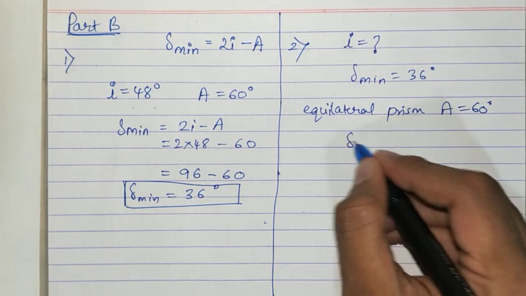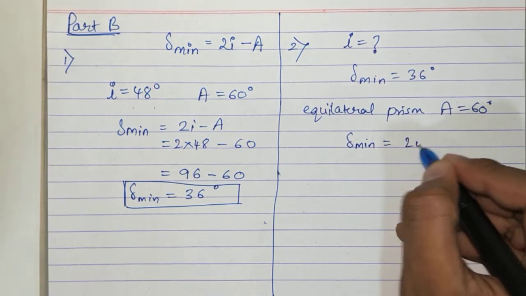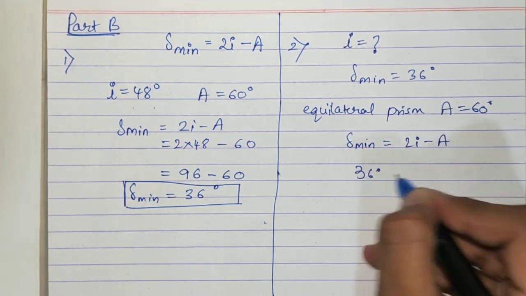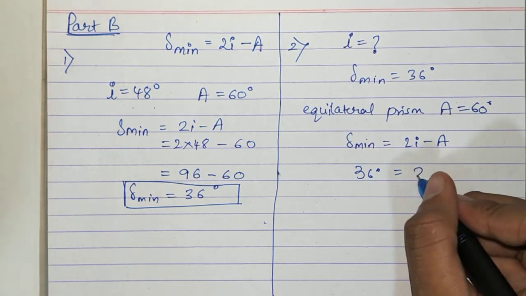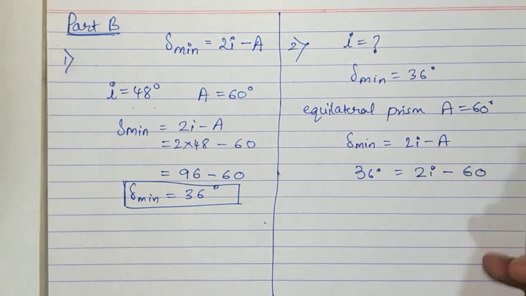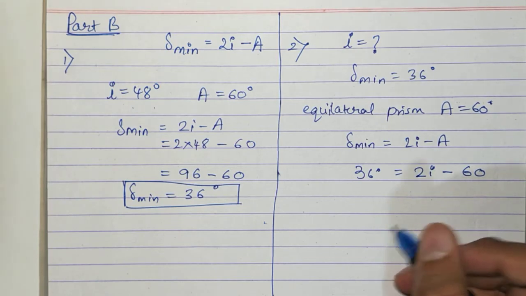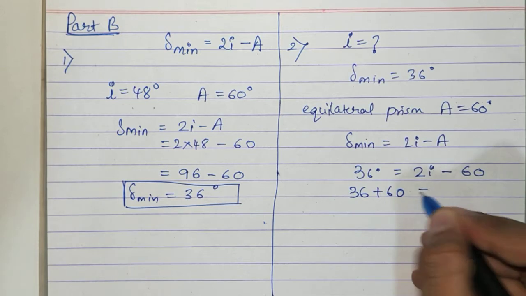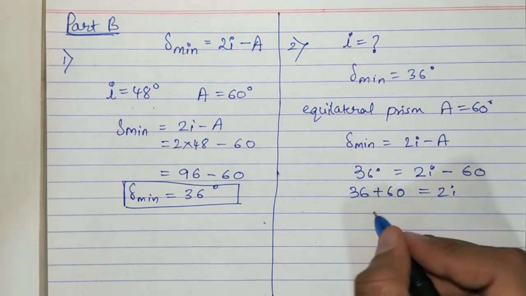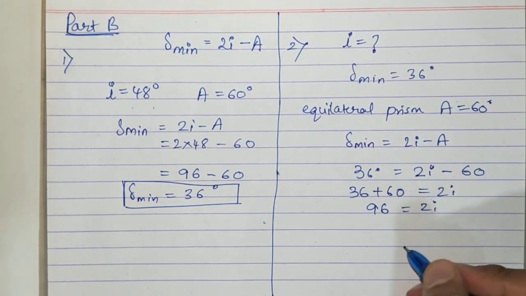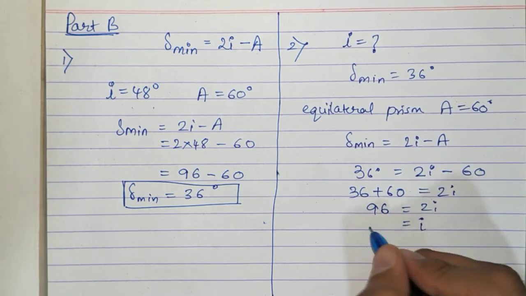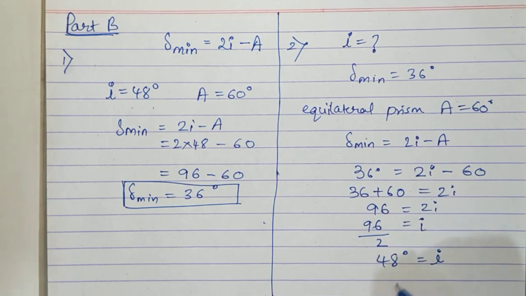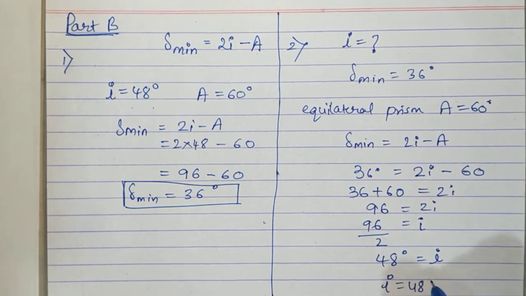Let's again use the formula. Minimum deviation is 2i minus a. Minimum deviation is already given as 36 degrees, so 36 equals 2i minus 60. Now this minus 60 will come here and get added. 36 plus 60 equals 2i. So 96 equals 2i, so i equals 96 upon 2, that is 48 degrees. So the angle of incidence is 48 degrees.